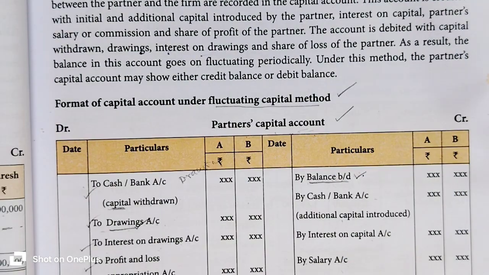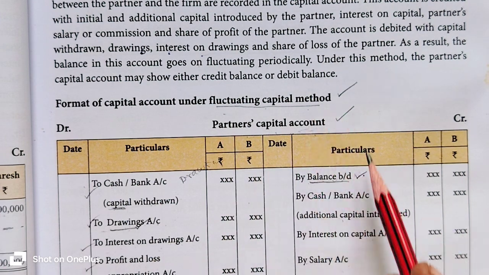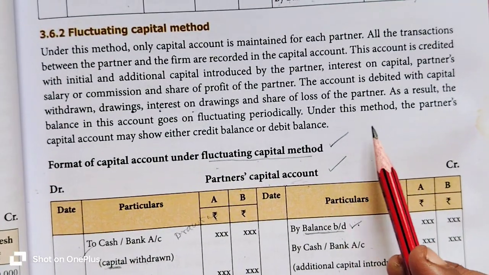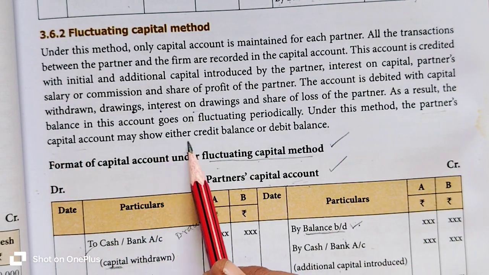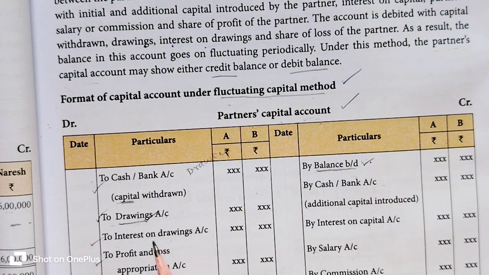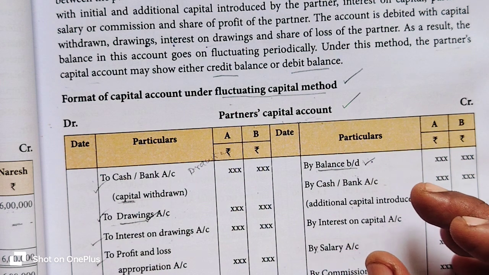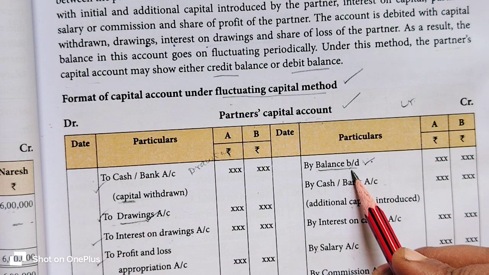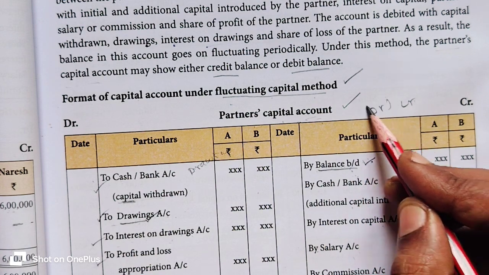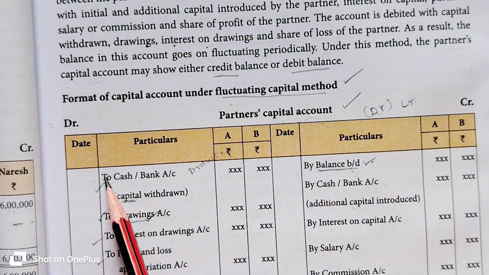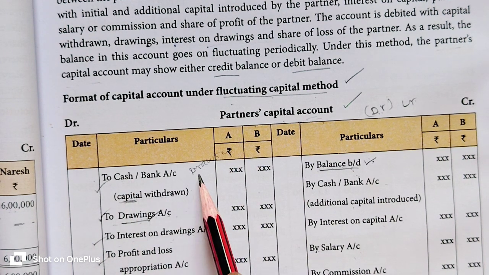But according to the fluctuating capital method, the capital balance will be either on debit side or credit side. Listen, partners capital accounts may show either credit balance or debit balance. It fluctuates periodically, so it's not constant. If they give credit, you enter the partners capital on credit side. If the question gives a debit opening balance of the capital, then you have to go to debit side and write to balance brought down.